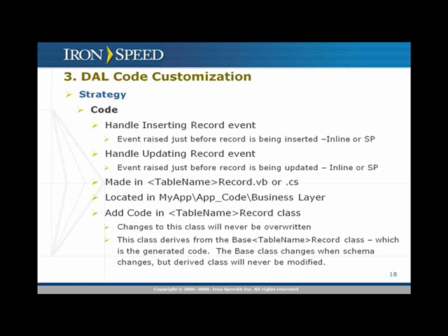And keep in mind that changes to this class will never be overwritten, so they're always going to be safe, no matter how many times you rescan your schema for changes. If there are fields that are dropped, then it's up to you to go back and modify those methods over there. This class derives from the base record class, which is the generated code, and the base class changes when schema changes, but the derived class will never be modified. So your code is safe when you do that.